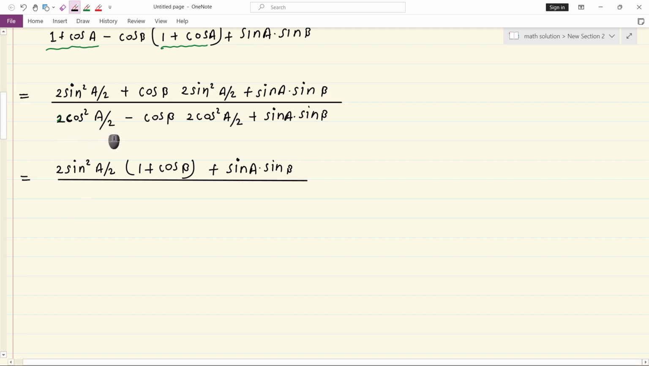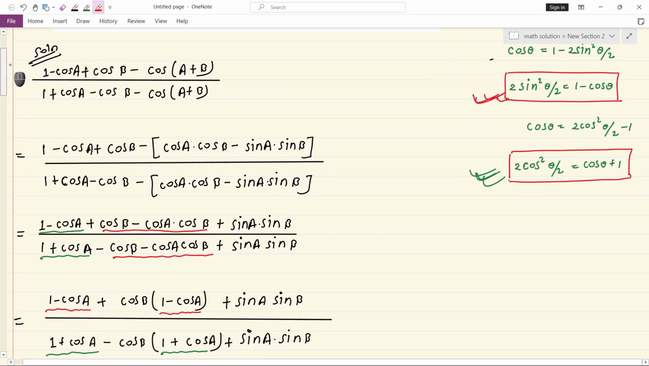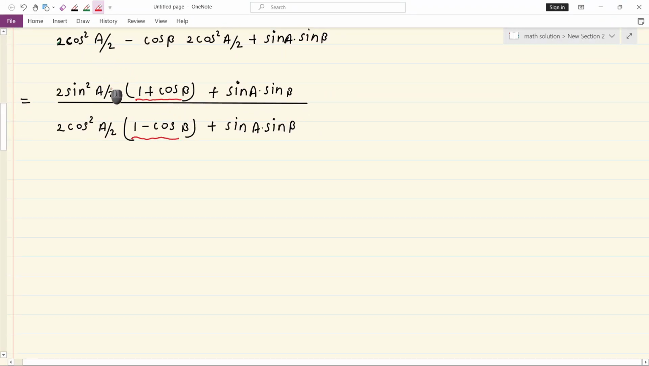We will take common here 2 cos square A by 2. After taking common of 2 cos square A by 2, what will remain is 1 minus cos B, sorry, this is not actually alpha beta, this is actually the A and B variables, then sine A dot sine B. Now again here we are going to do the same thing. In place of 1 plus cos B, we are going to write 2 cos square B by 2. In place of 1 minus cos B, what are we going to write? 2 sine square B by 2, same as above. Just apply the formula again, nothing more.